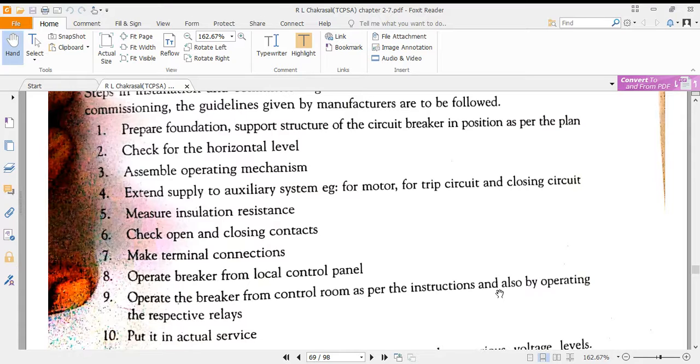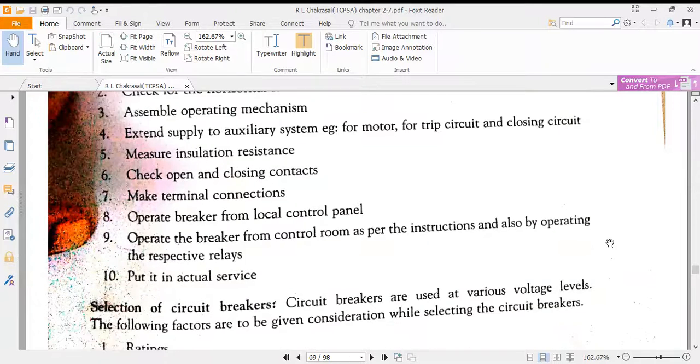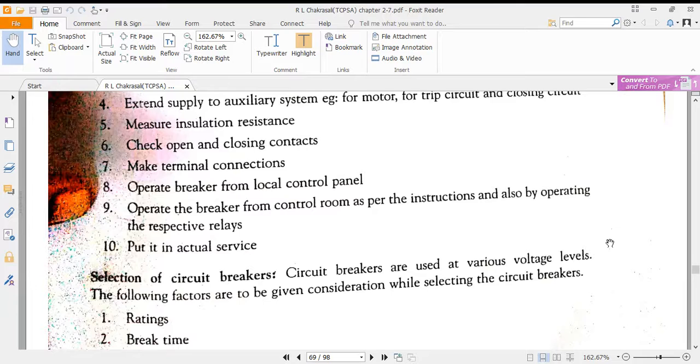Prepare foundation, support structure for the circuit breaker to position it, check for the horizontal level, assemble operating mechanisms, extend supply to auxiliary system. Why auxiliary system? Because we have to operate some relays for tripping the circuit and closing the circuit. Therefore, we require auxiliary system. Measure insulation resistance. Check opening and closing of the contacts. These are all physical checks.